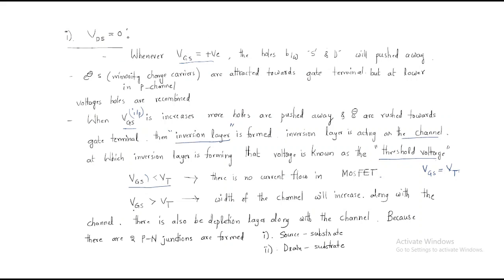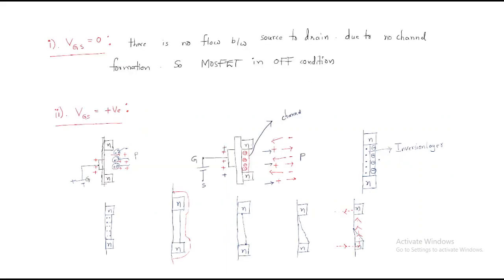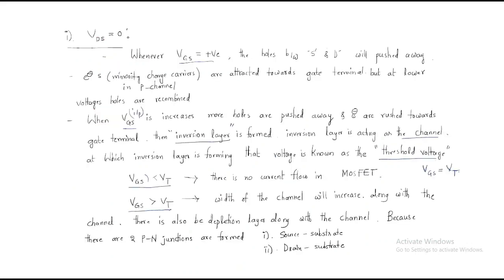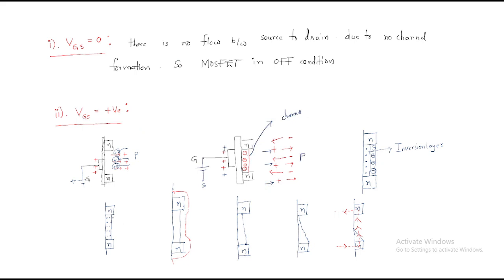When VGS is greater than VT, the input voltage is more than the threshold voltage, and the width of the channel will increase. Whenever VGS increases to the next level, the width of the channel will increase, because more electrons will be entering. Along with the channel there will also be a depletion layer. So look at here, we have a channel, and by increasing the channel, a depletion layer will be formed.